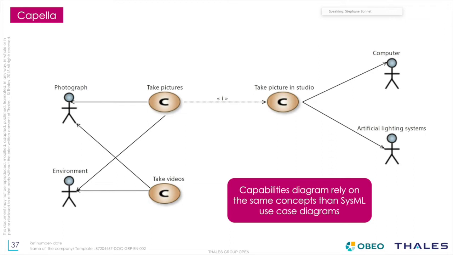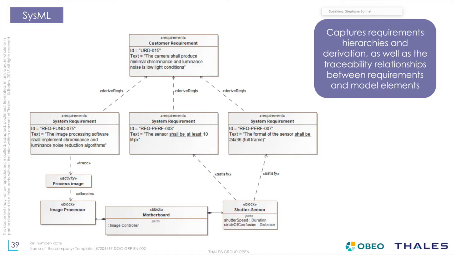So it's pretty similar. The next one is the requirement diagram. The requirement diagram in SysML captures the requirements hierarchies, as well as the traceability relationships between the requirements and the model elements.